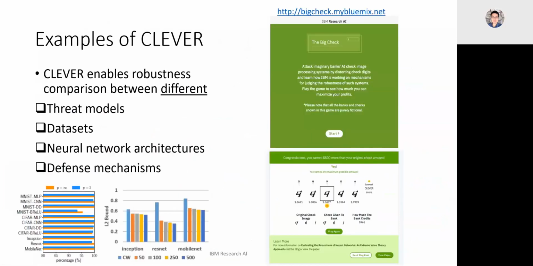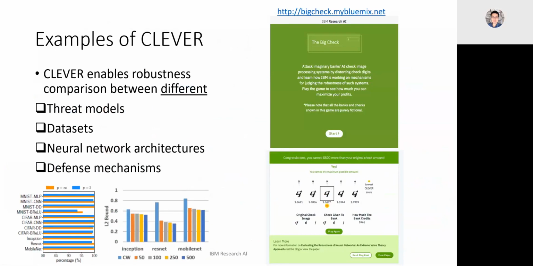Within IBM, we actually extensively use Clever to do these interesting demos. One interesting demo we do is called the big check. What we do for Clever is we hypothesize three different banks using different classifiers to do this handwritten digit recognition, and we use Clever to compute their robustness scores and ask humans to rank this robustness, and look at the agreement between humans and machines.